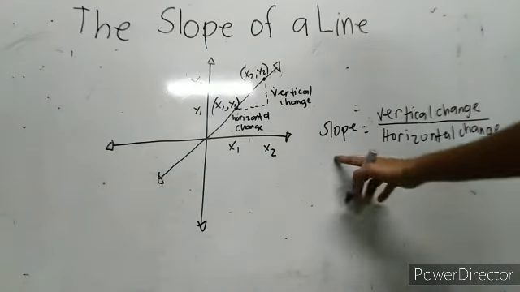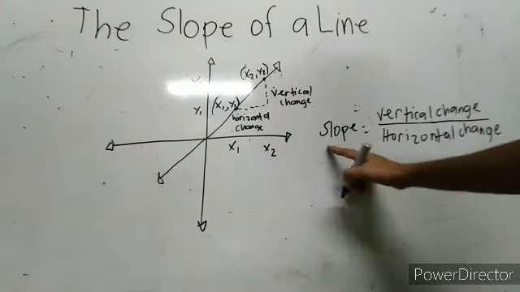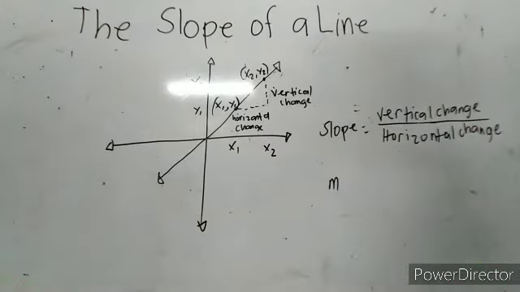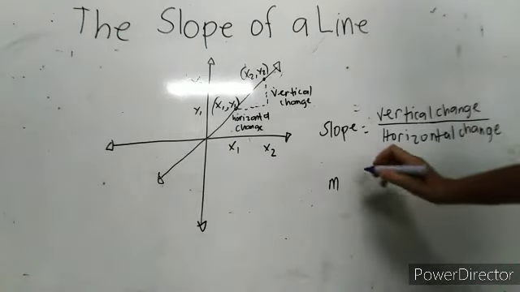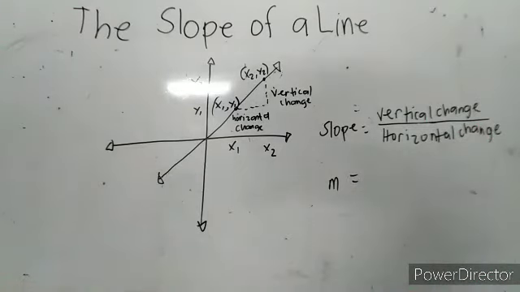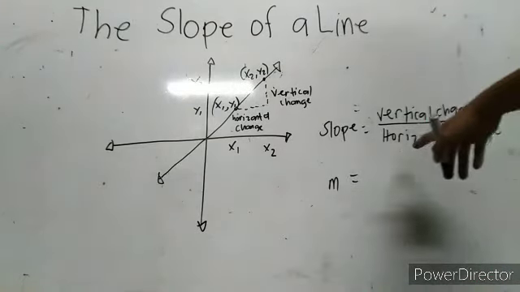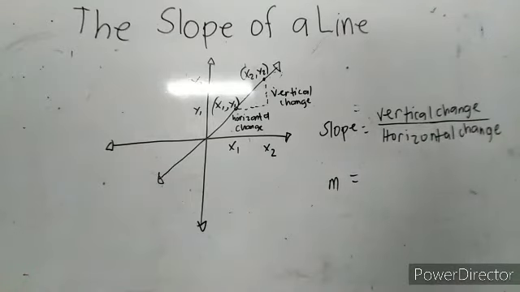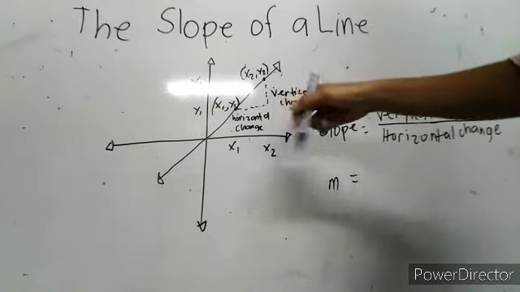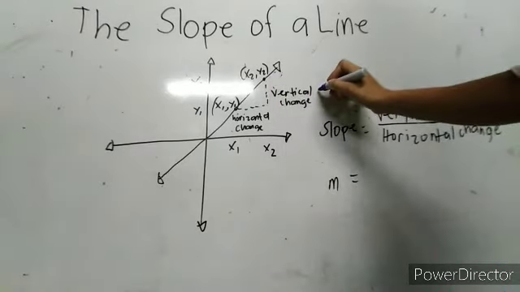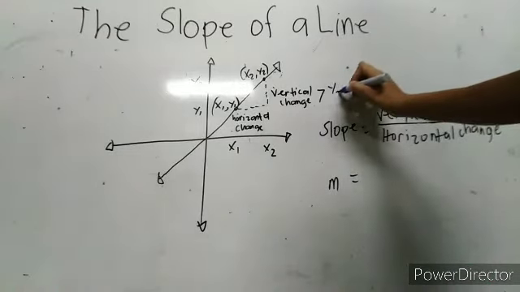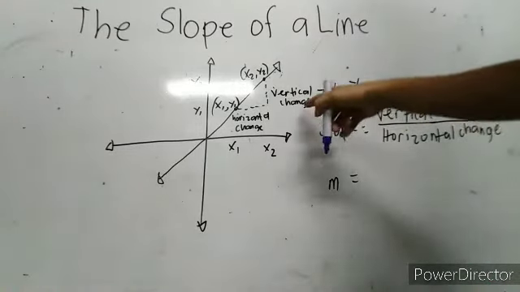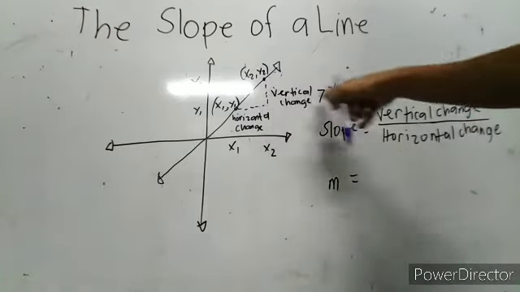Slope stands for M. The symbol for slope is M. Then, the vertical change means minus. Change means minus. So the vertical change is y sub 2 minus y sub 1. That is our vertical change.